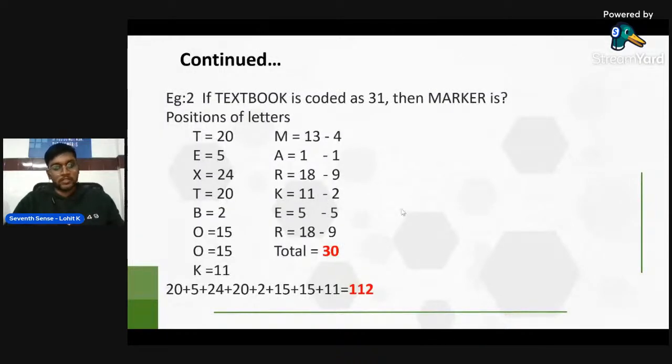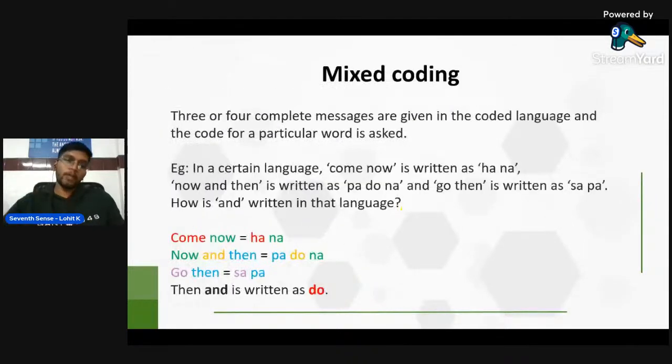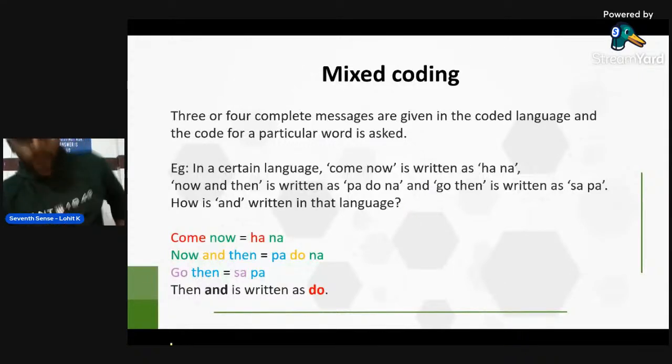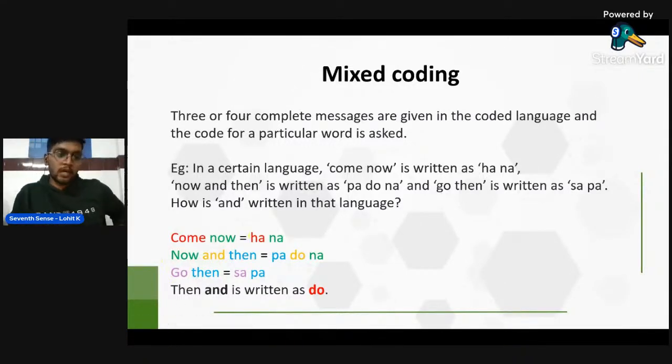Let's check the next one, which is mixed coding. In mixed coding, you will be getting a number of sentences. Using the sentences, they will be giving the code, as you can see in this particular question. They have written the code for "come now" as "ha na", and for "now then" they have written the code as "pa da na". And for "go then" they have written "sa pa". This is what they have used as a code here.